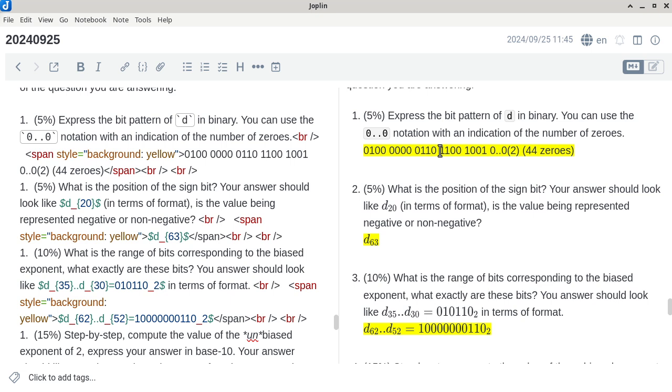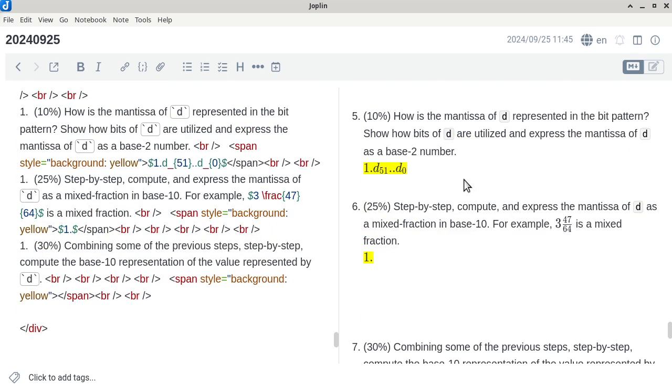All right, so we are looking, this is bit 51, this is bit 50, and so on. So this is basically the digit immediately to the right-hand side of the point. So we have 1100, 1001, and then a whole bunch of zeros. This is in base 2. This is my entire mantissa, and I want to express this as a mixed fraction.